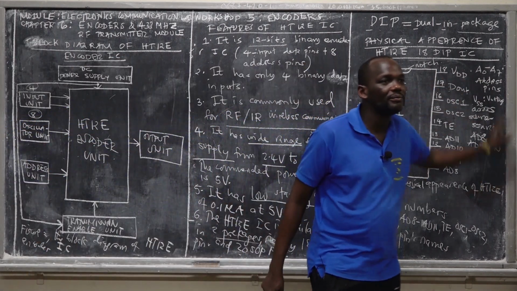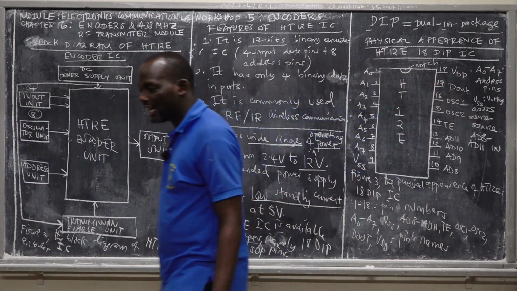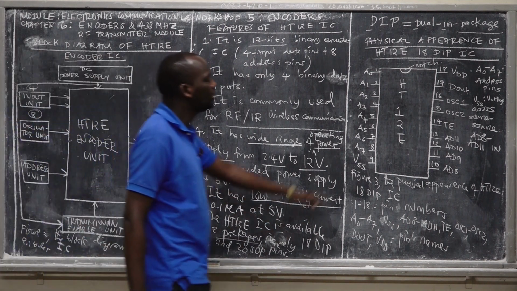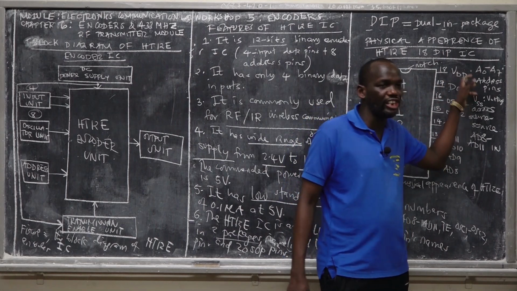Then you have VDD. Say VDD. Nema, tell us what the long form of VDD is. Very good. Voltage across drain. One clap. Good. So this is representing voltage across drain.